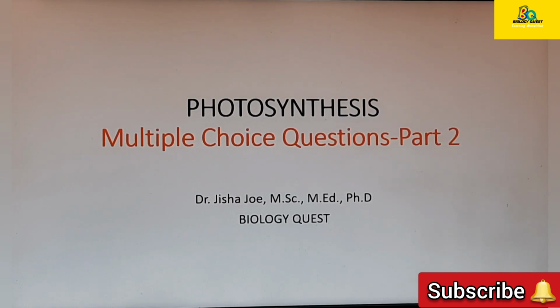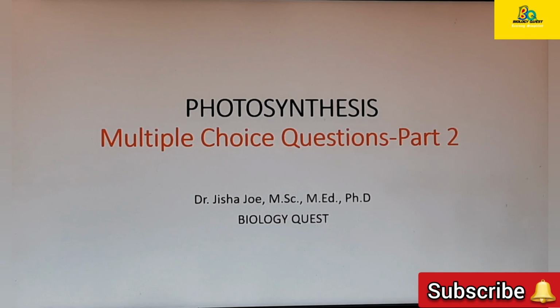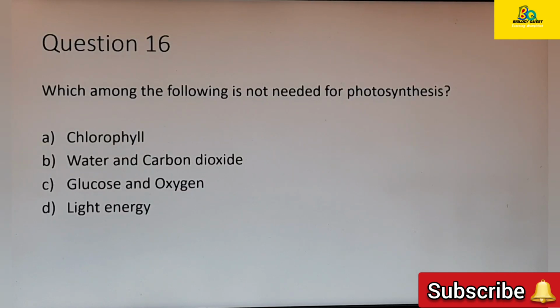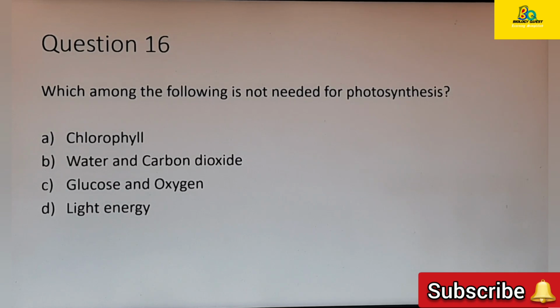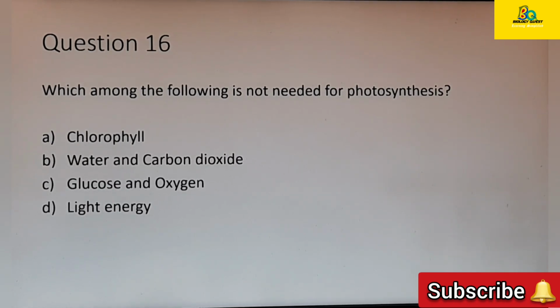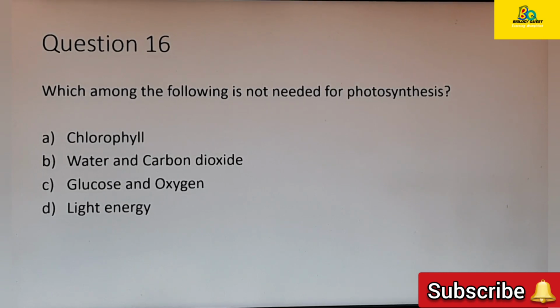Okay children, so let us now move on to question number 1 of part 2 of the MCQs from the chapter Photosynthesis. Which among the following is not needed for photosynthesis? Options are chlorophyll, water and carbon dioxide, glucose and oxygen, light energy. Question is, which among the following is not required for photosynthesis?